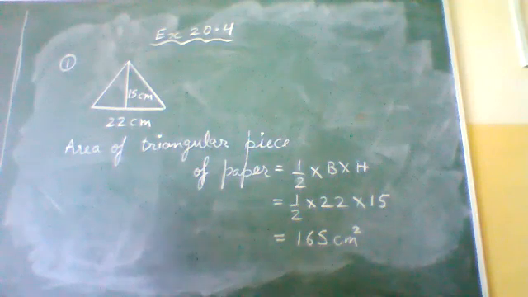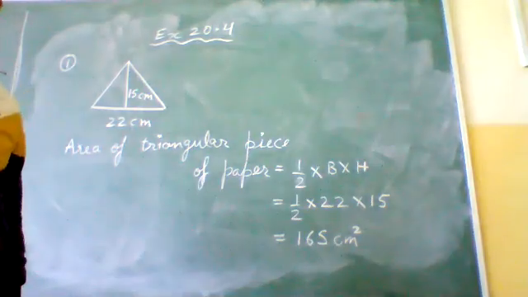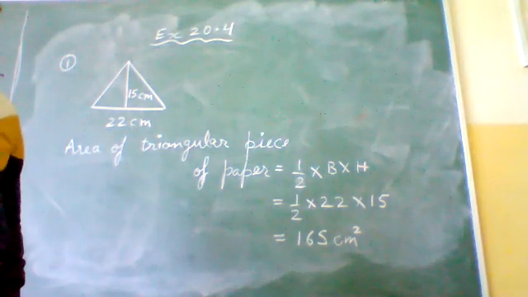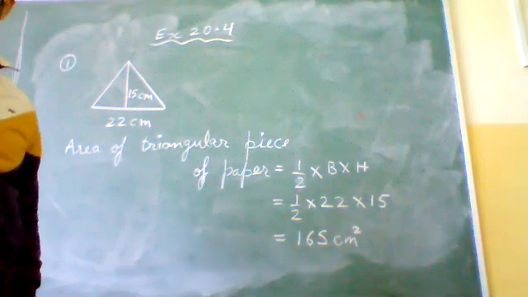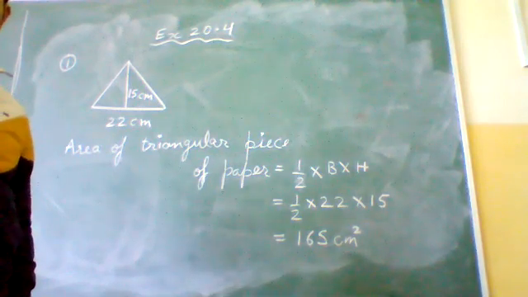Sorry, in this the area is already given. Area is already given. Breadth is given. You have to find the length. Can you do it on your own? We have already done this type of question in the second exercise of this chapter. In Exercise 20.2 we have done such questions, where area and breadth are given, you have to find the length. So I think you can do it.